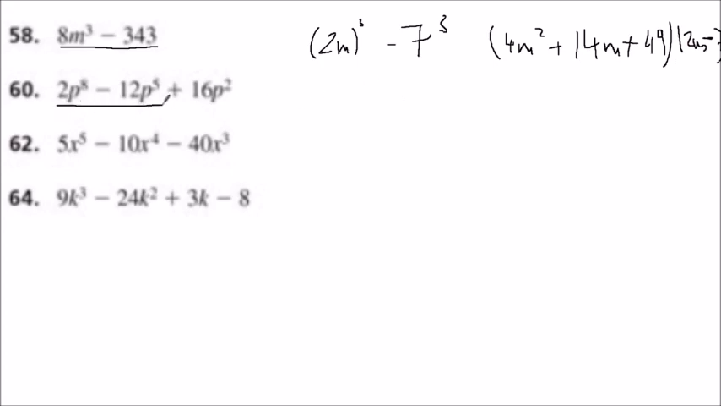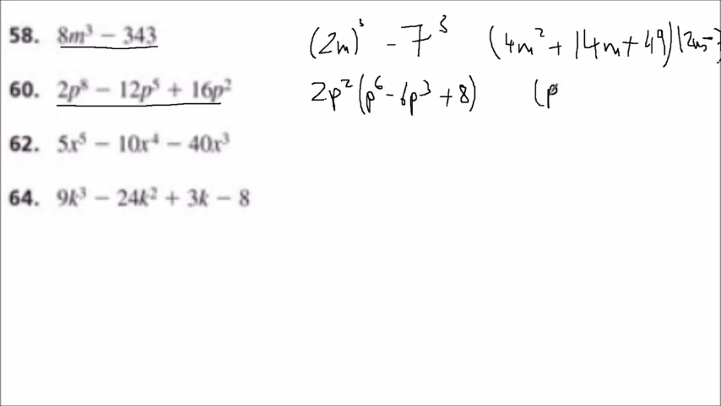Okay, next. What's the greatest common factor out of these three numbers? It's 2p squared. Dividing each term by 2p squared gives p to the 6th, minus 12p to the 5th divided by 2p squared is 6p cubed, and then 16p squared divided by 2p squared is just plus 8. So that's 2p squared times p to the 6th power minus 6p cubed plus 8. This might seem unfactorable, but no, it's not.